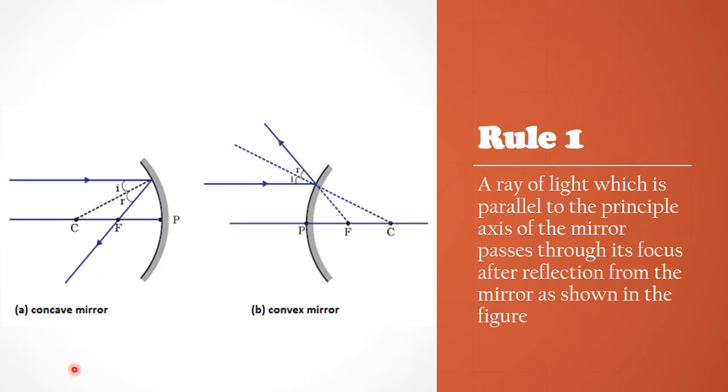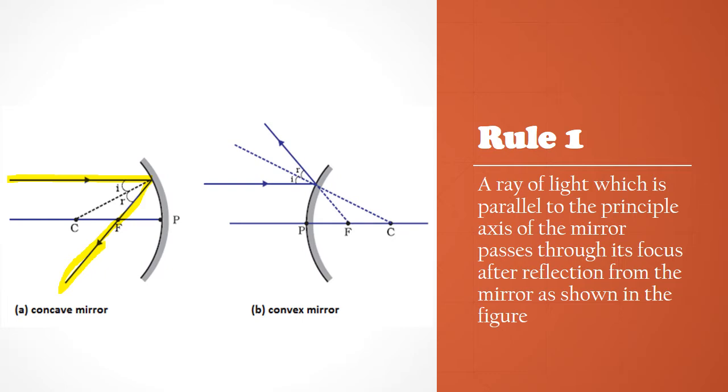So let us consider a light. This is my incident light and it is moving from left to right. When a light strikes the reflecting surface, this light will undergo reflection. After reflection, it will pass through the focus, as you can see in this figure. Clear?